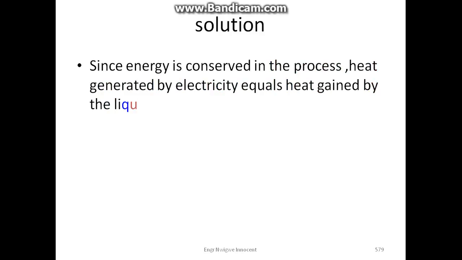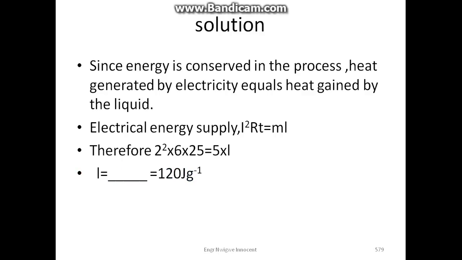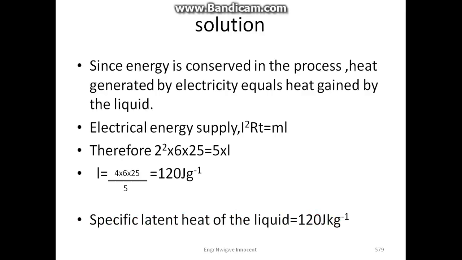Solution. Since energy is conserved in the process, heat generated by electricity equals heat gained by the liquid. Electric energy supplied is I squared Rt, which is equal to mL. Therefore, 2 squared times 6 times 25 is equal to 5 times L, making L, the latent heat of vaporization, the subject of the formula. We have 4 times 6 times 25 over 5, which gives us 120 joule per gram. Specific latent heat of the liquid is equal to 120 joule per kilogram.